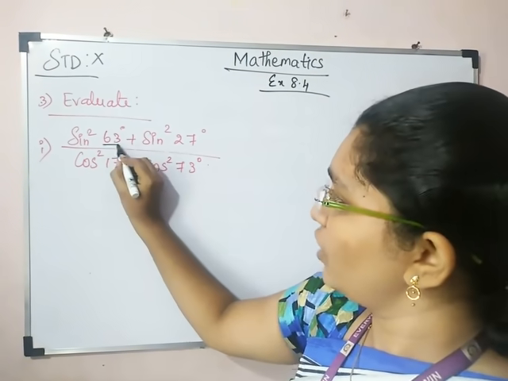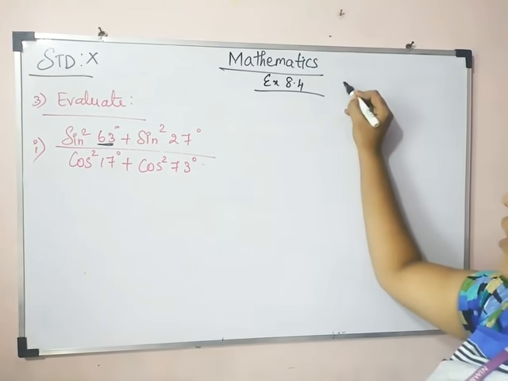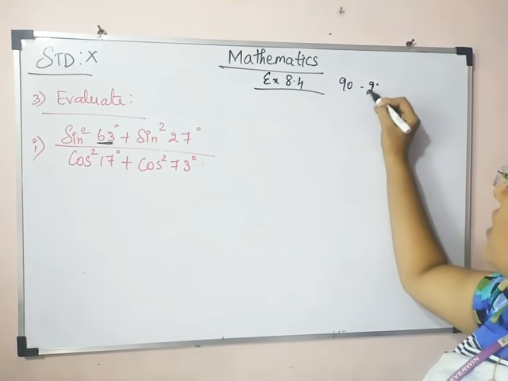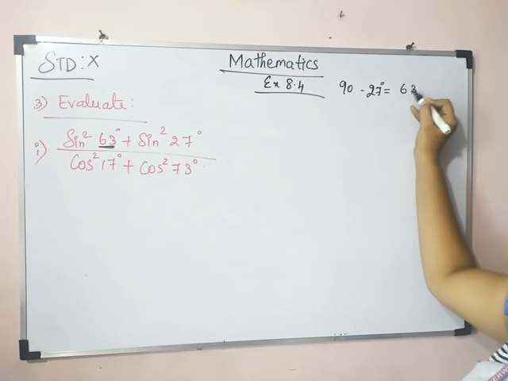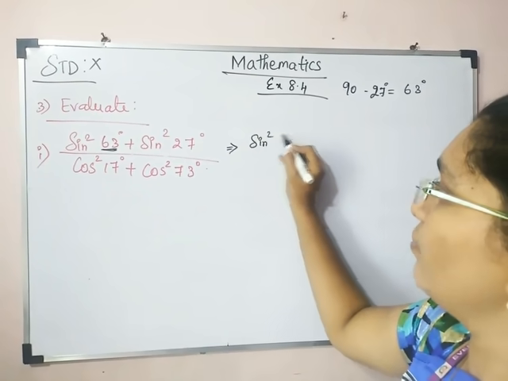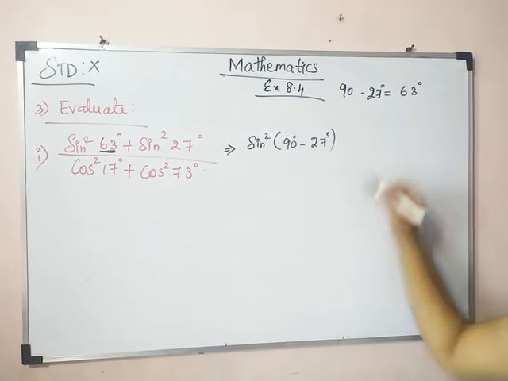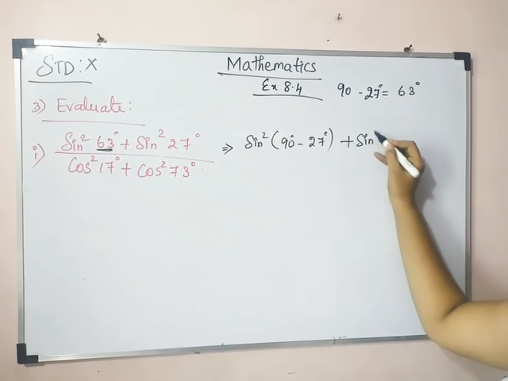So first I am going to take this 63. What is the complementary angle of 63? Can we write 90 minus 27 is equal to 63? Isn't it? So just replace it: sin square of 90 degree minus 27 degree plus sin square 27.